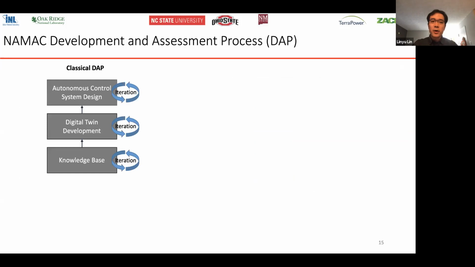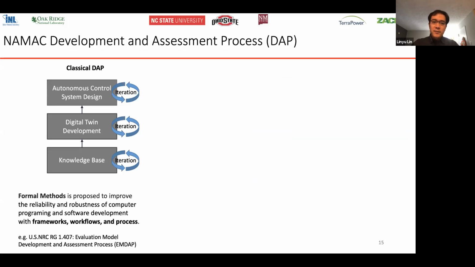At the beginning stage, what we have is the so-called classic development assessment process. As you see from the previous slide, we have a three-layer architecture. For each layer, we need to iterate several times until the acceptance criteria are met. This classical development assessment process is actually inspired by the formal method. This formal method has been proposed for a very long time, and the objective is to improve the reliability and robustness of computer programming and software with formalized frameworks, workflow, and process. An example of this formal method-based classic development assessment process is the evaluation model development assessment process by US NRC that aims to develop and validate a computer model used for safety analysis.